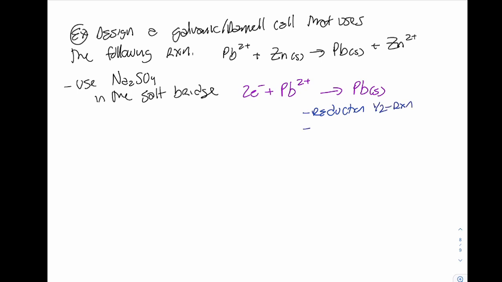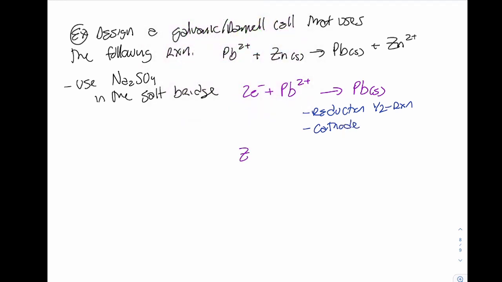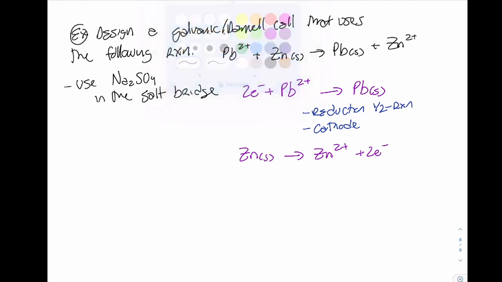Right, this is going to be the side that's going to be my cathode. My other half reaction: zinc solid going to zinc 2+ plus 2 electrons. My oxidation number is going from 0 to +2. It's losing electrons. The electrons are something I'm producing. This is my oxidation half reaction, and it's going to be the one that occurs at my anode.